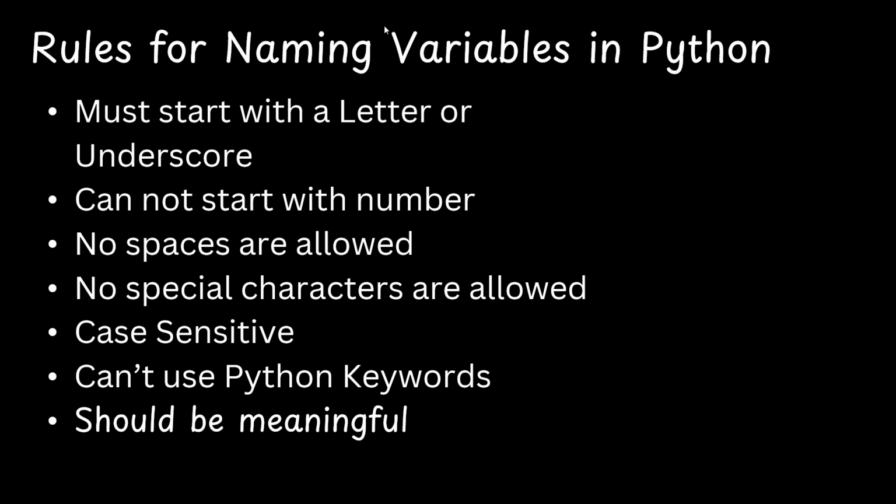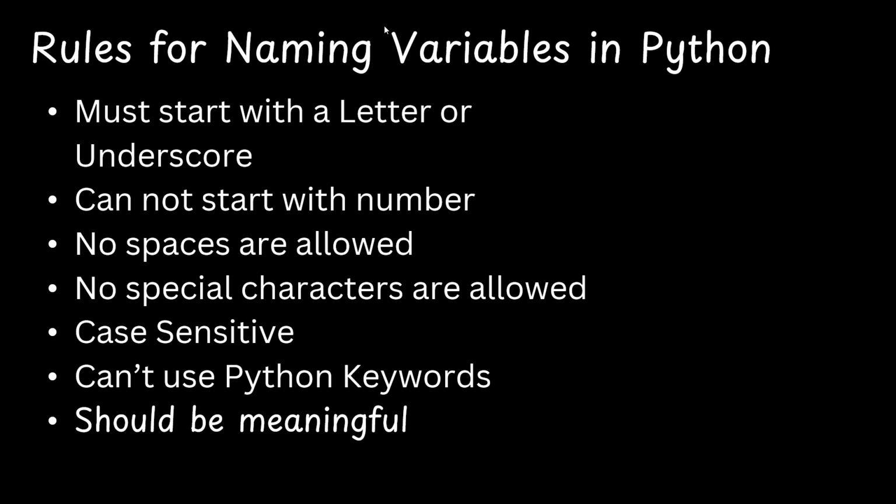Before I explain variables with an example, there are some rules for naming variables in Python we need to know. The variable name must start with a letter or underscore, cannot start with a number, and no spaces are allowed in between the name of the variable. No special characters are allowed. It is case sensitive, cannot use Python keywords, and should be meaningful.